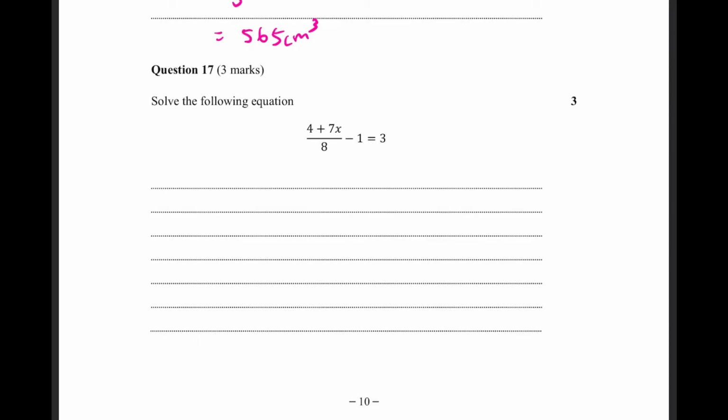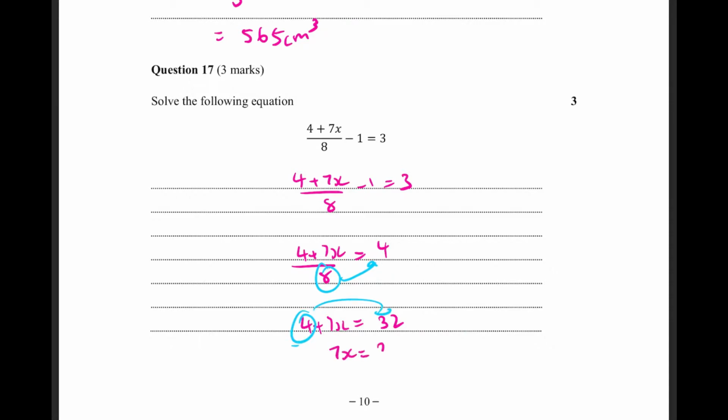Okay, question 17. I've got 4 plus 7x over 8 minus 1 is equal to 3. I want to solve the equation, so just do BODMAS in reverse. And we get 4 plus 7x over 8 is equal to 4. I'm now going to multiply by 8. I've got 4 plus 7x is equal to 32. Move the 4 over to the other side, so subtracting 4, 7x is equal to 28. Divide by 7, x is equal to 4.